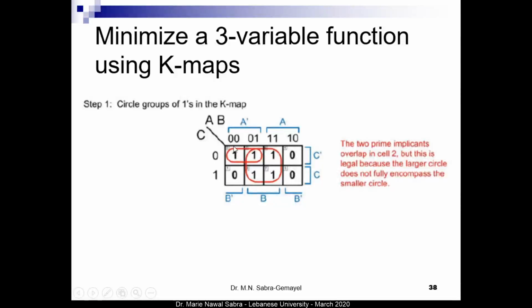Then if I have ones that are not covered, I will try to cover them with the largest possible circle. So instead of covering this one alone, and if I had covered it alone, I would be covering all the ones with circles. So the output function will be giving the same exact output. I do want to reduce the form, therefore I want to make the circle bigger.